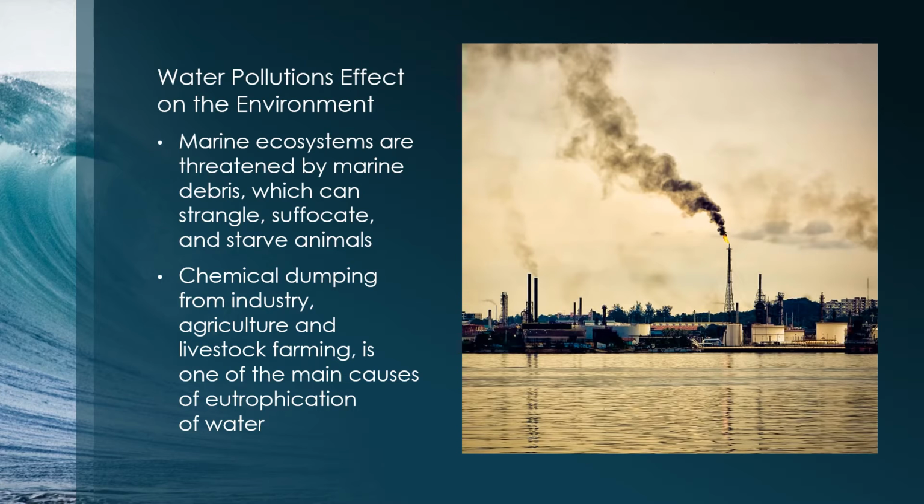Now on to the effects on the environment of water pollution. Marine ecosystems are threatened by marine debris, which can strangle, suffocate, and starve animals. For healthy ecosystems to thrive, they rely on a complex web of animals, plants, bacteria, and fungi, all of which interact directly or indirectly with each other. Harm to any of these organisms can create a chain effect imperiling entire aquatic environments. Chemical dumping from industry, agriculture, and livestock farming is one of the main causes of eutrophication of water. And fishing gear is responsible for adding to the formation of floating garbage patches in our ocean, which is also very detrimental to marine ecosystems.